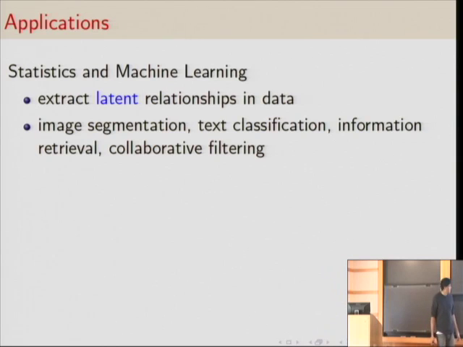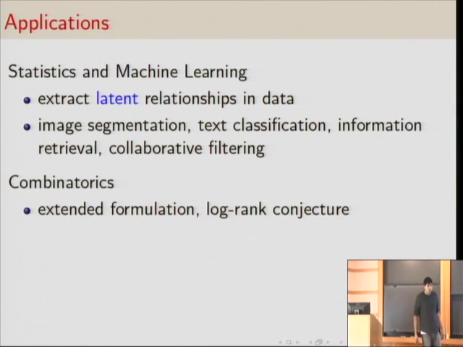Things like image segmentation, text classification. In particular, maybe one of the most compelling applications is in the field of collaborative filtering. And in fact, it's even a very fundamental combinatorial parameter. It has applications to things like the notion of an extended formulation, where you have some polytope and you want to express it as the projection of a higher dimensional one.